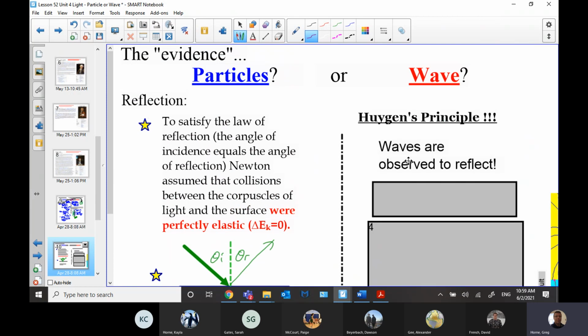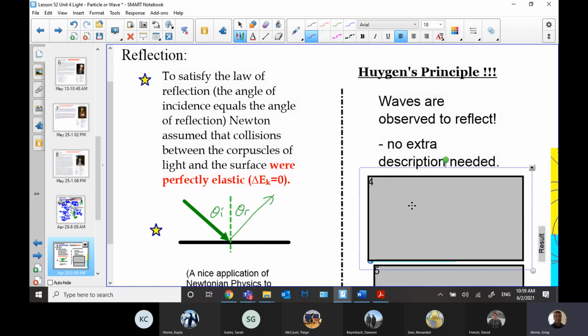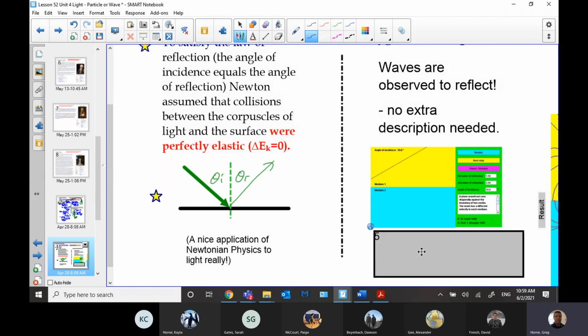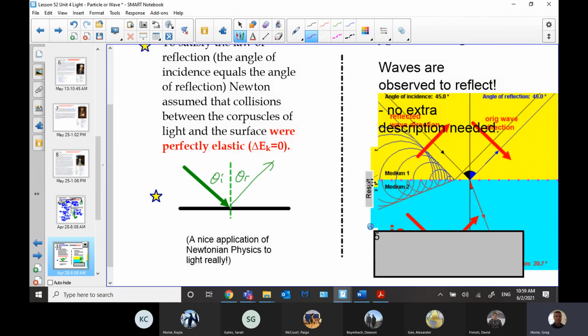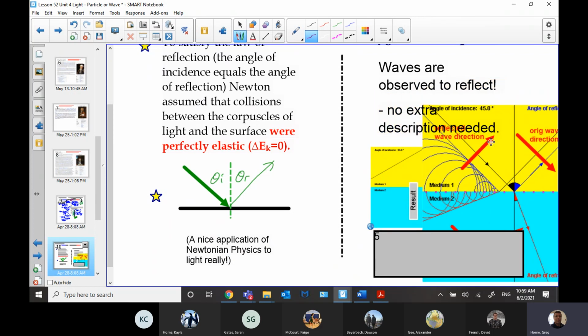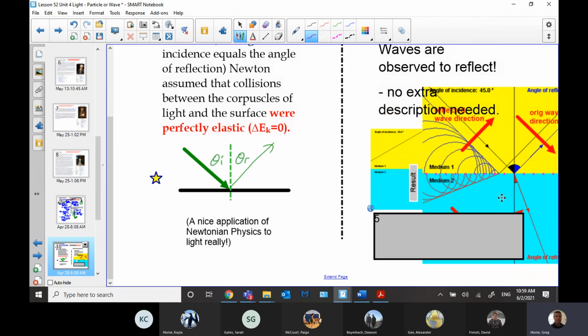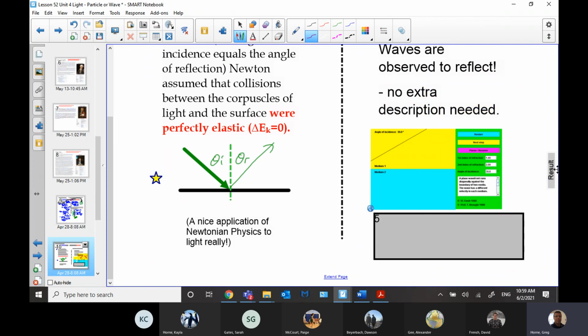Then Huygens pointed out that waves are observed to reflect directly, so there's no other discussion needed at all. This little applet here would just show the waves coming in and then reflecting out. We've seen it lots of times, right? It's a little complicated looking, but we've got the waves coming in and out basically. I don't know why it has to be that complicated looking. We know what we're doing.